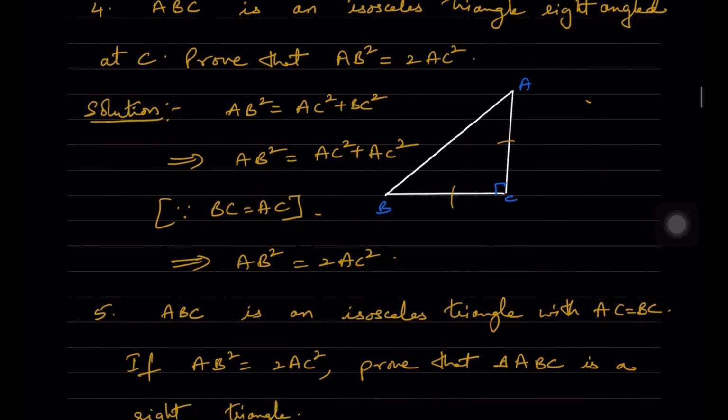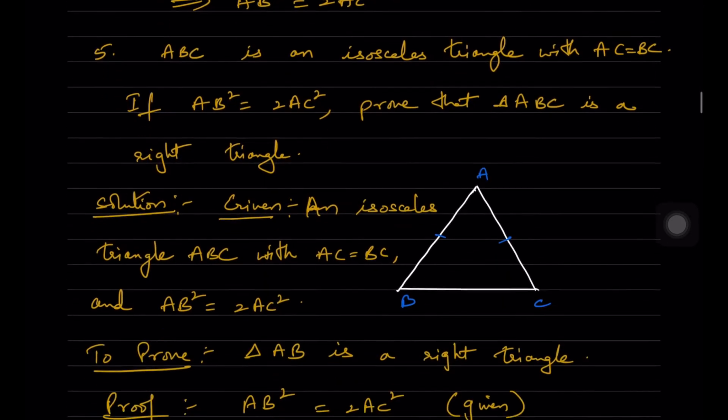So here it's very obvious. Because it's a right angle triangle, AB square is equal to AC square plus BC square. That is, the square of the hypotenuse is equal to the sum of squares of the other two sides, which implies AB square is equal to AC square plus AC square. Why? Because BC is equal to AC. So therefore you get 2AC square, which implies AB square is equal to 2AC square, hence proved.